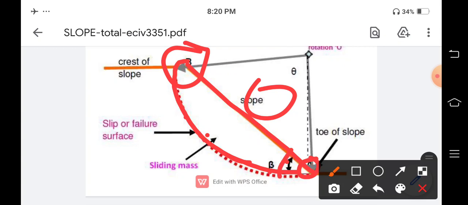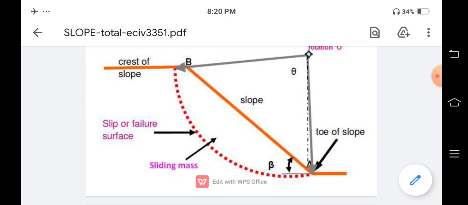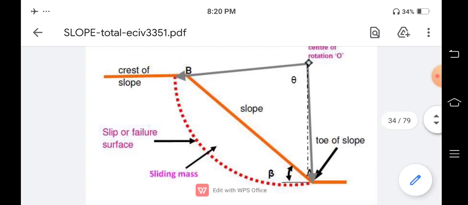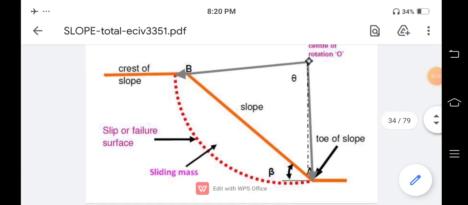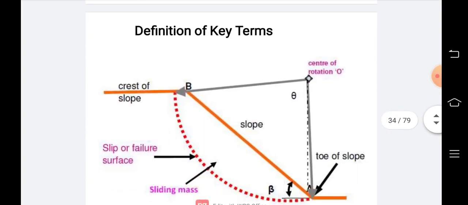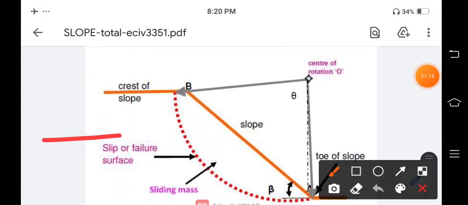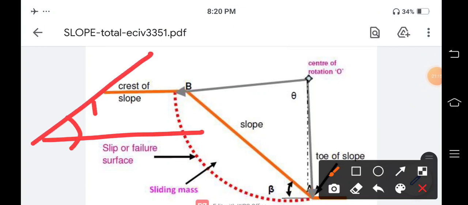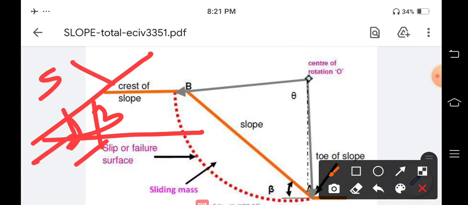And this is called beta, and beta is nothing but the slope angle. Beta is the inclination of a slope with the horizontal. So let us consider, suppose this is your slope, and this is beta. So beta is the inclination of the slope to the horizontal.